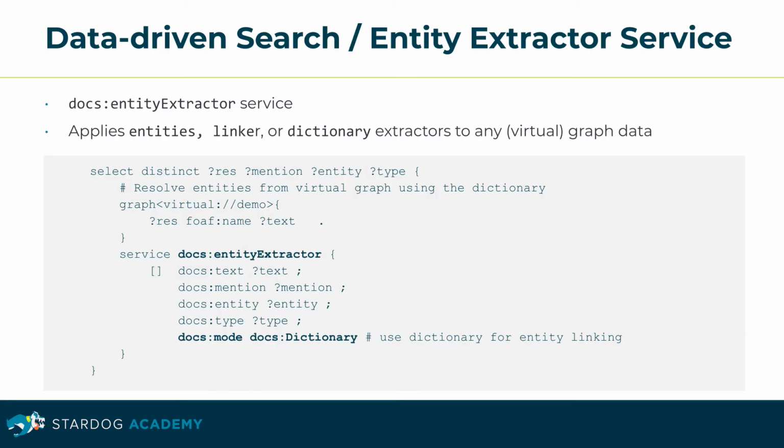In contrast to the previous example, the entity extractor service operates upon any text object supplied by the parameter docs:text, including remote sources such as SPARQL endpoints and virtual graphs. The extracted entity mentions are exposed by the parameter docs:mention. When present, the parameter docs:entity is bound to entity IRIs implicitly retrieved by the linker extractor or the dictionary extractor when selected by the docs:mode parameter.